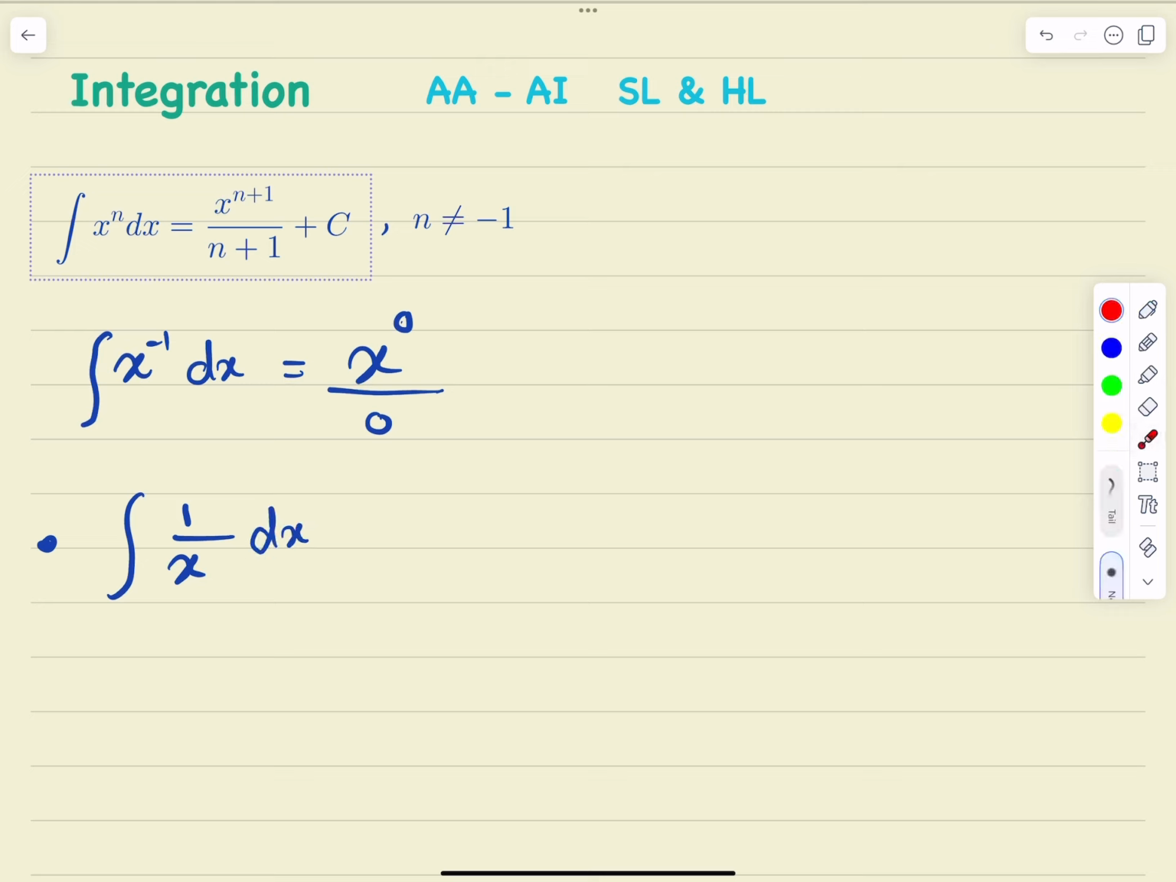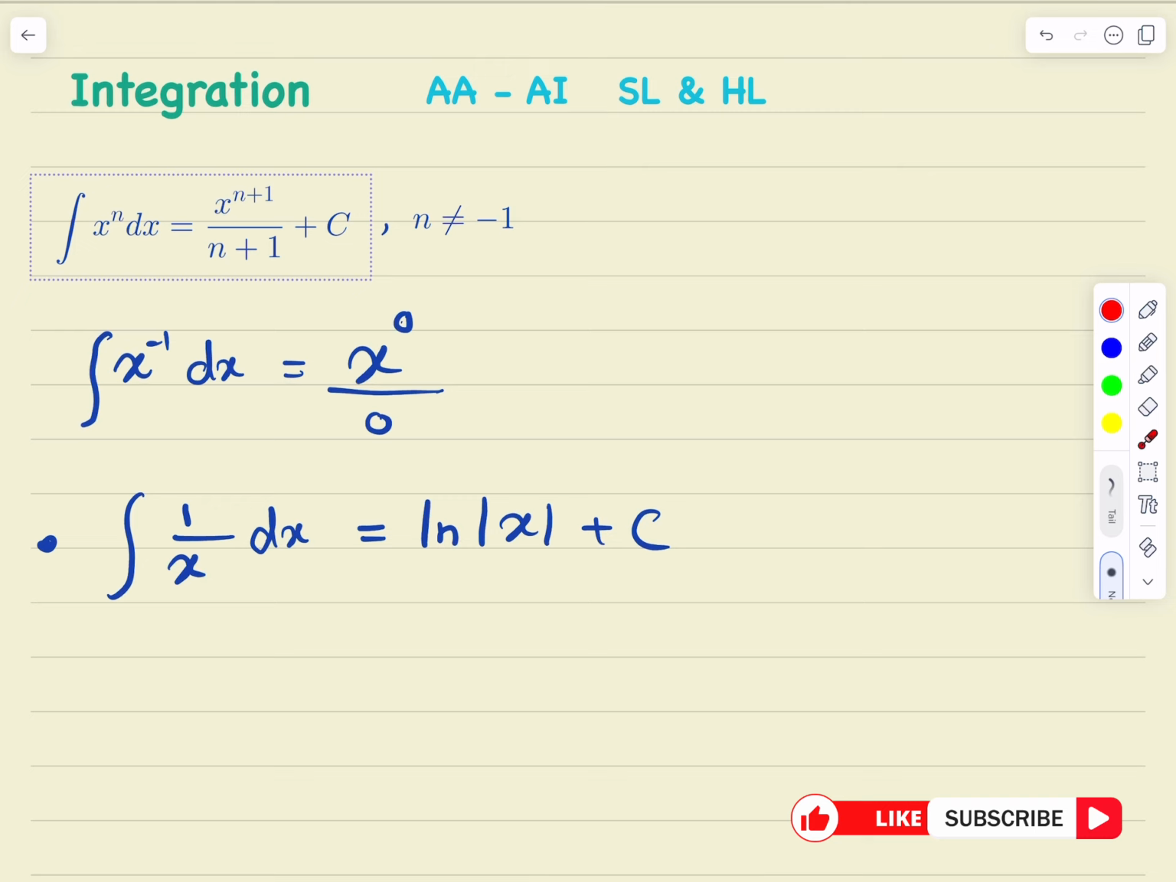Here, this is a standard integral in the integration rules, 1 over x, that we will study later, but when you integrate 1 over x, it becomes natural log of the denominator x in the absolute value plus c. We will study this rule and many other rules later in more advanced integration rules.